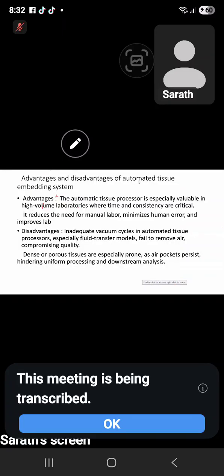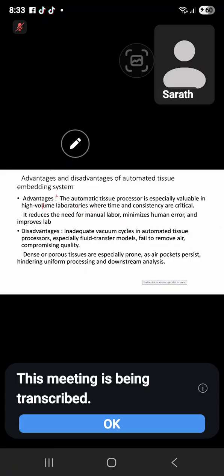Advantage and disadvantage of the automated tissue embedding system. What are the advantages? The automatic tissue processor is especially valuable in high volume laboratories where time and consistency are critical. So you can use it for a number of samples. You can control time management and the number of samples. It reduces the need for manual labor, minimizes human error, and improves the lab. So these are the advantages.